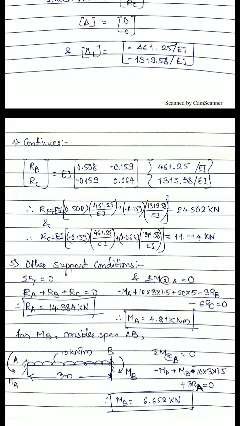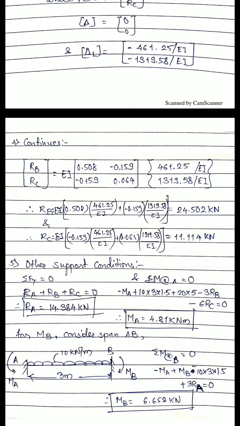You can take the multiplication of these two matrices. How will you take the multiplication? Simply the first element 0.508 into the first element of your column matrix, that is 461.25, plus your second element, that is F12, minus 0.159 into the second element of your column matrix, that is 1319.58. So if you add these two values, you will get your RB value as 24.502 kilonewton, which is our redundant force, right?